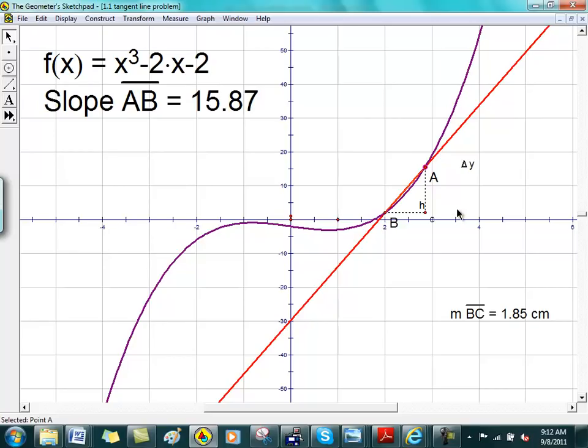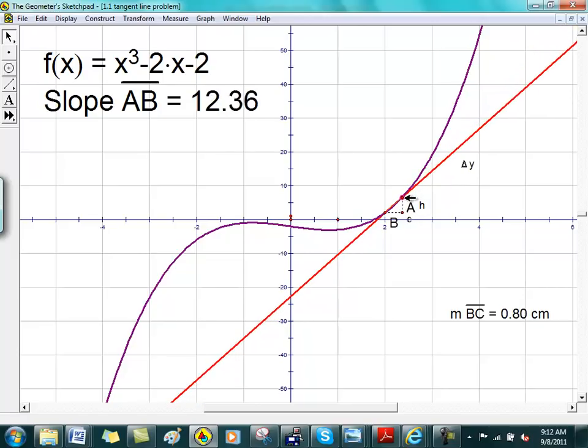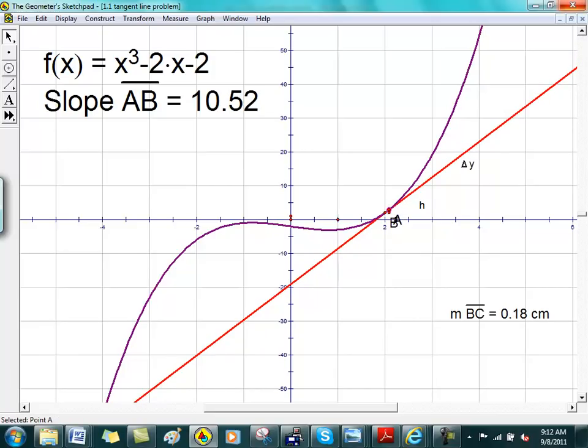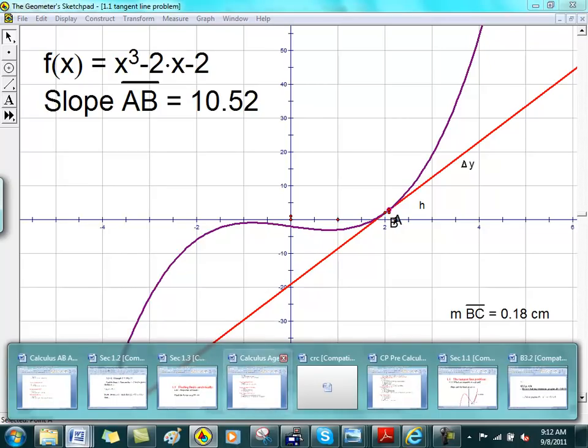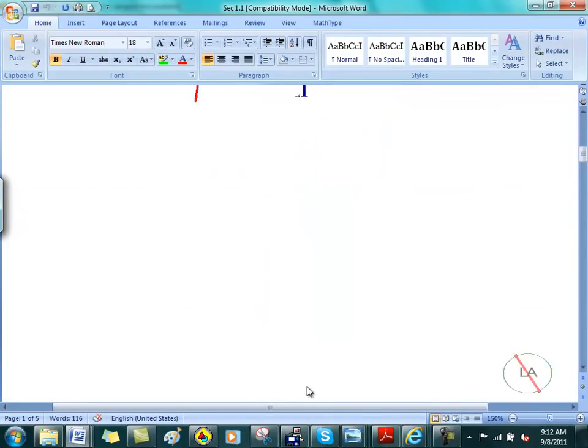So tell me what's happening to the number. Decreasing. Yo, listen up. What's happening to the red line? You're going to miss it. It's becoming the tangent. So what it's saying is that as h becomes smaller, the secant becomes a tangent. Mathematically, this is what we mean.